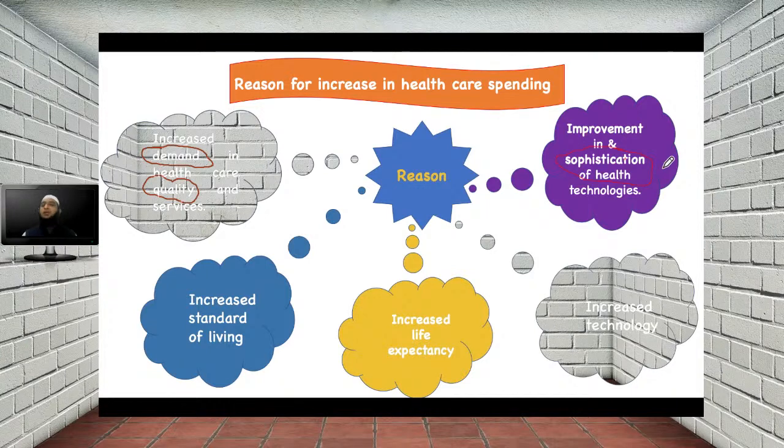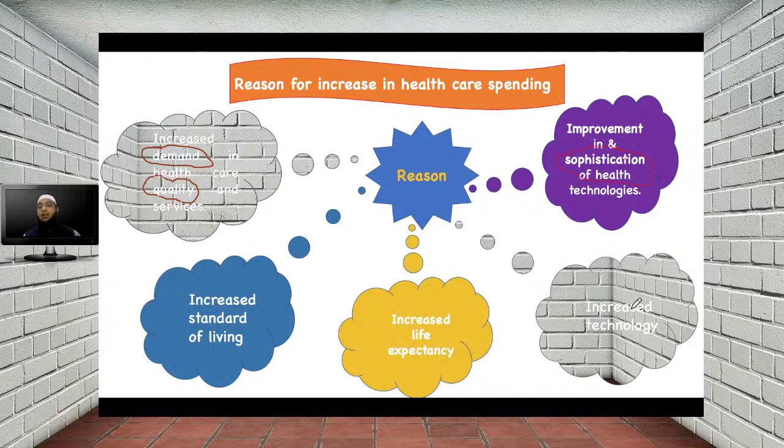Suppose there is no demand for healthcare, if people's standard of life has not increased, and if there is no increase in life expectancy, obviously there is a decrease in demand for healthcare spending, and there could not be much spending on healthcare. But since now there is an increase in the standard of living of the people, and they have increased life expectancy, as a result there is an increase in demand for healthcare quality and services, which leads to an increase in healthcare spending. The second aspect is related to technology.